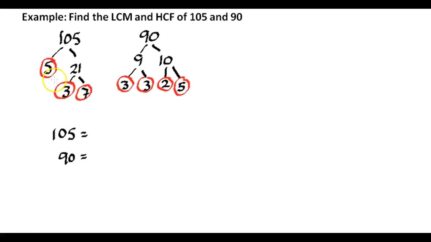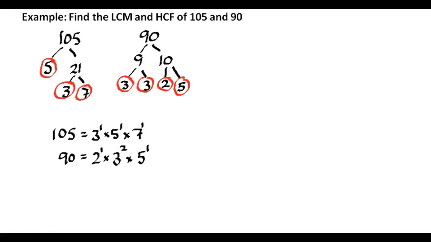So the smallest one first for 105 is 3 to the power 1 times 5 to the power 1 times 7 to the power 1. For 90 I get 2, and there's only one 2, times 3 times 3. The shortcut way of writing 3 times 3 is 3 squared. That takes care of those, and there's only one 5.